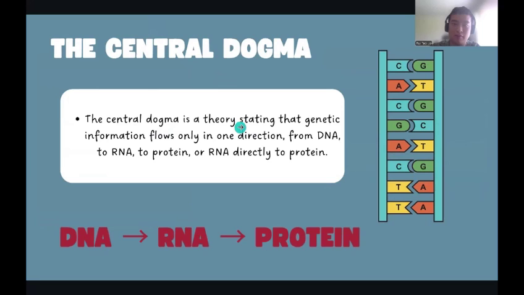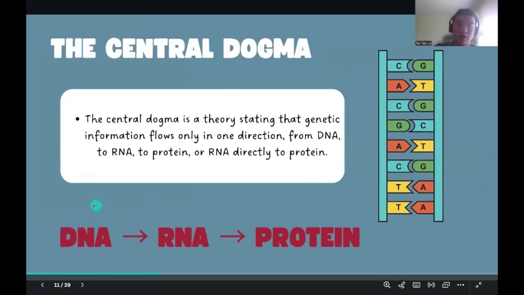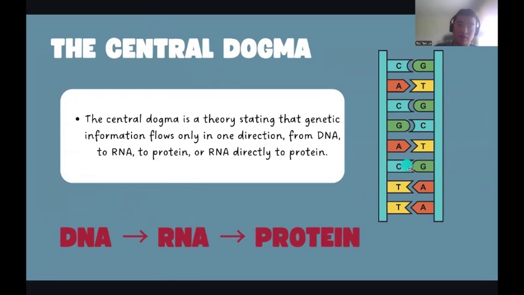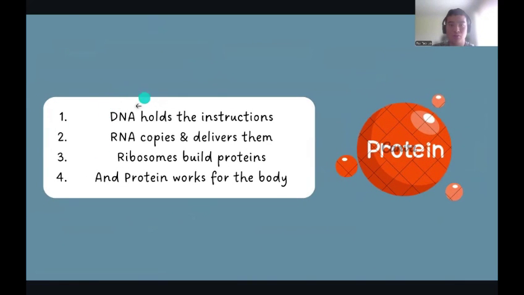Central dogma is a theory stating that genetic information flows in only one direction, from DNA to RNA to protein, or RNA directly to protein. So it's just a theory of how protein synthesis works, and we will talk about it later as well. DNA hosts the instructions, RNA copies and delivers them, ribosomes build proteins, and proteins work for the body. So it's just what each role is for.